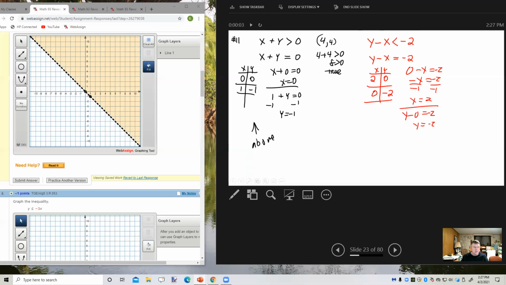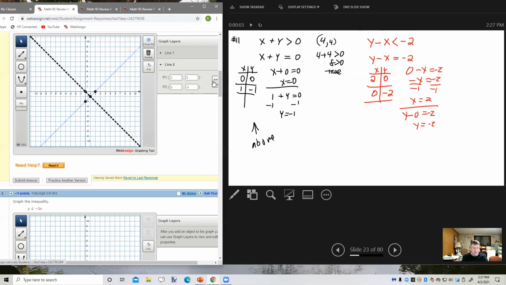So let's plot those 2 points on the next grid. 2, 0, and 0, -2. This one also does not include an equal as part of the original inequality. So it also needs to be dashed. Okay. Now, let's see. I'm going to go ahead and use 4, 4 again.